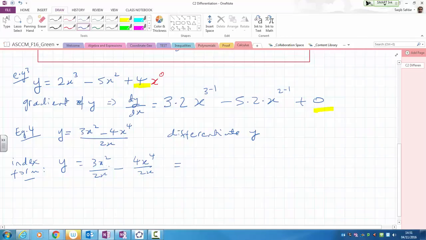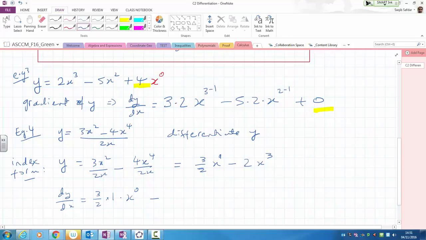We can then simplify this down. So 3 over 2 is simply 3 divided by 2. x squared over x gives us x. 4 divided by 2 is 2, and x to the power of 4 divided by x is x cubed. Now we can say dy over dx, the first term, this is to the power 1, don't forget. So what's going to happen? 3 over 2, I'm just going to write this out for now, times 1 times x to the 0. So you bring the power down, take 1 away from the power.